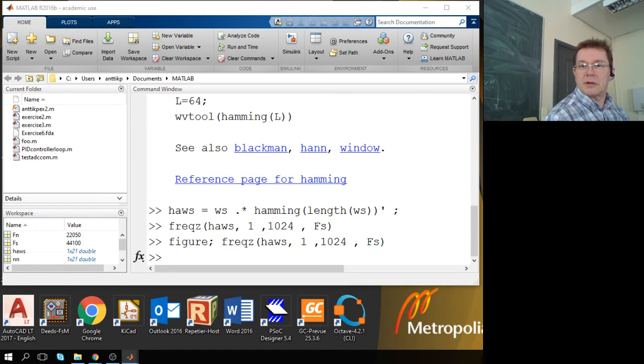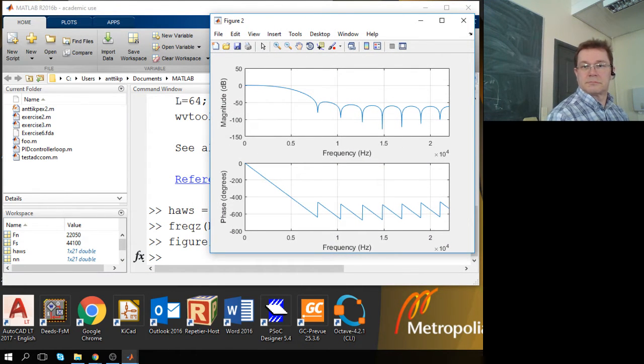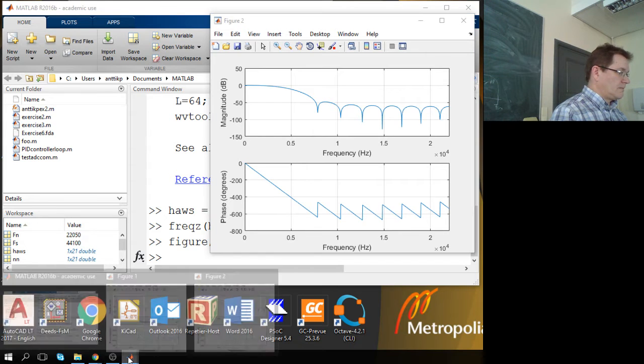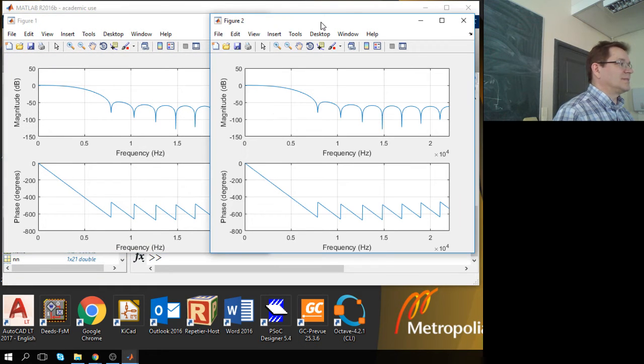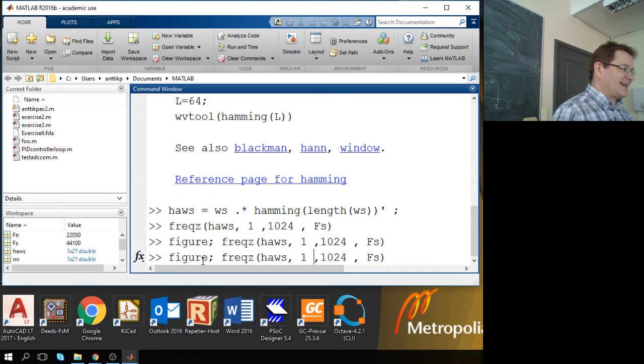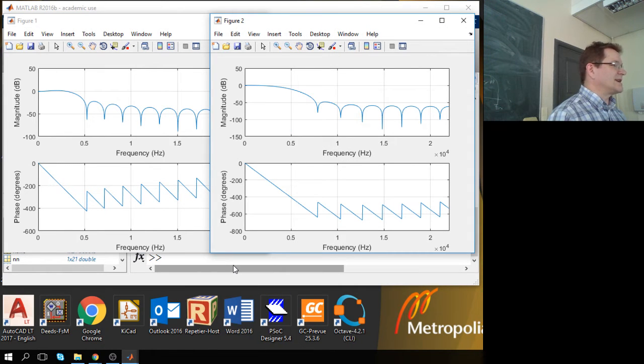Where did I put it? Here. And there. Look the same. Wait a minute, I plotted the same thing, sorry. There, better. So now we have two different ones. Left-hand side is the original rectangular window shape, and the right-hand side is the new, with Hamming window shape.